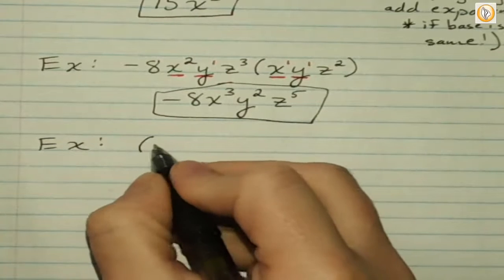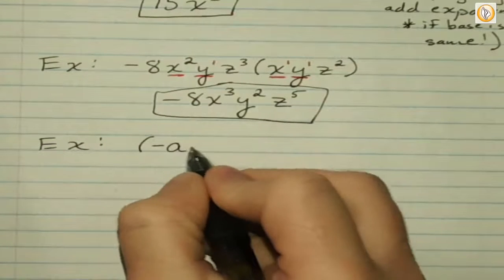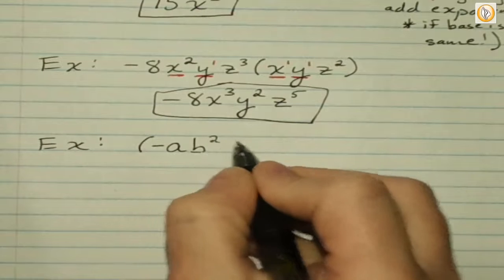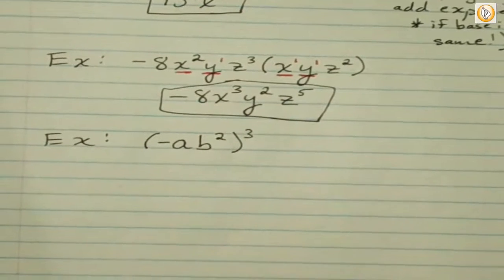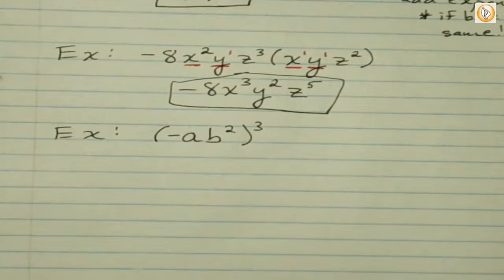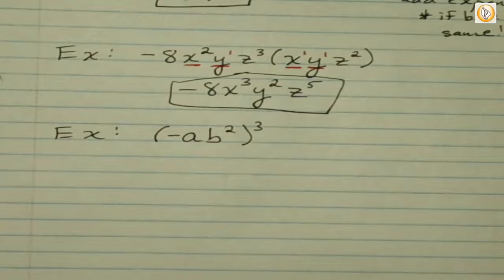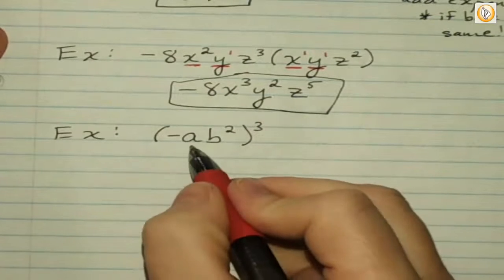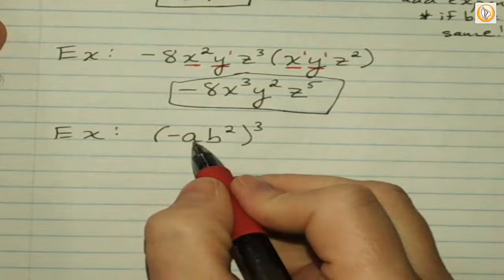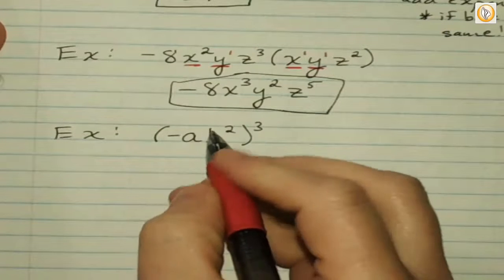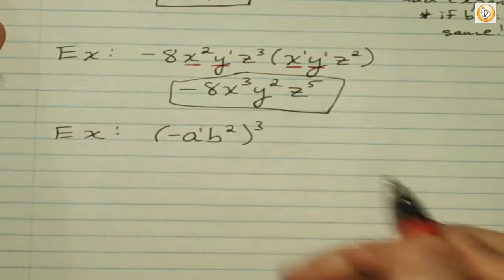How about if I have -ab squared to the third power? Make sure you are copying all these notes nice and neat too, by the way. Now, this time, a doesn't have an exponent, so what do we pretend is there? A 1.